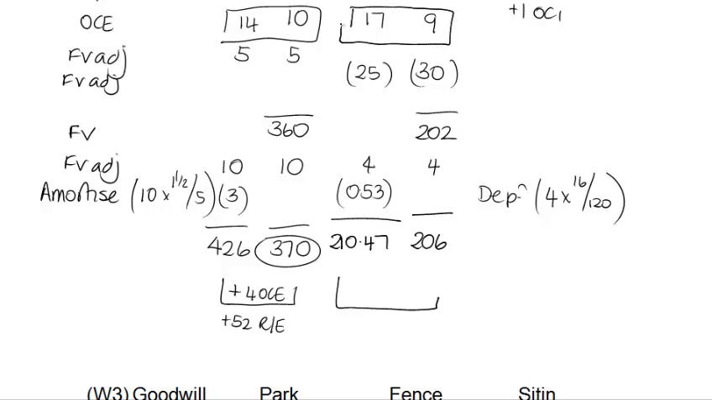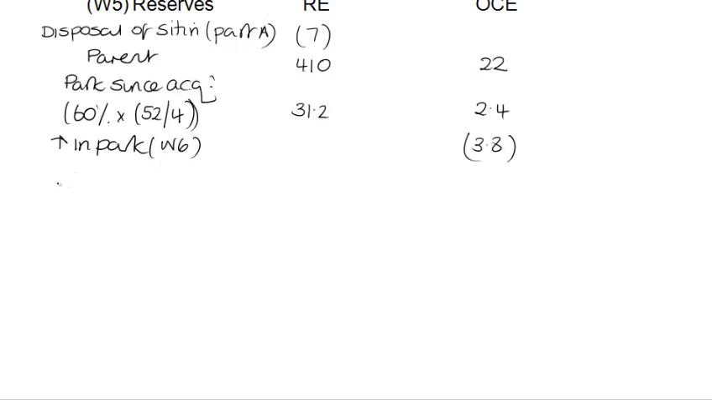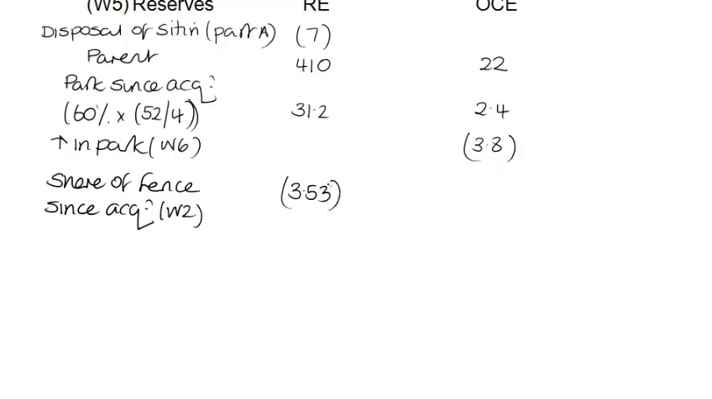What's happened? And this is pretty horrible. OCE has increased by 8, which means that retained earnings have gone down by 3.53. During the period between the 31st of July X8 and the SFP date, we own 100% of Fence. The NCI own nothing. So, share of Fence since acquisition from working number 2. Retained earnings minus 3.53, OCE plus 8.